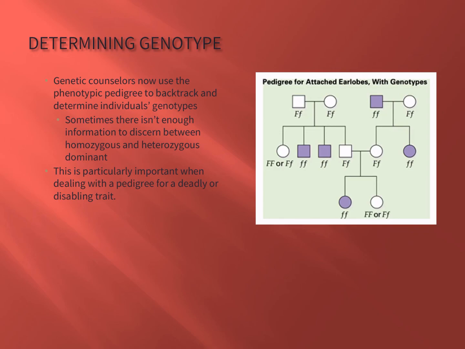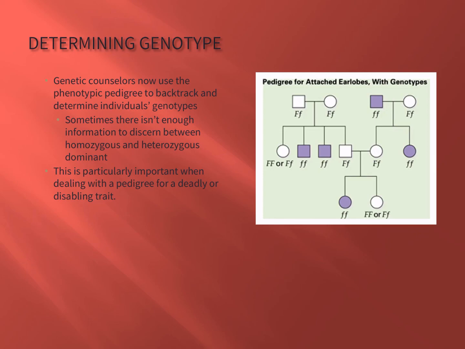But like I said, if you have enough information on your pedigree here, you can actually determine what the genotype might have been, and kind of backtrack. Sometimes there's not enough information, especially when we're talking about homozygous and heterozygous dominant, because those both appear in the same way. So in many ways, it's easier to identify whether or not someone has the recessive gene, because it's only showing if they're homozygous recessive.